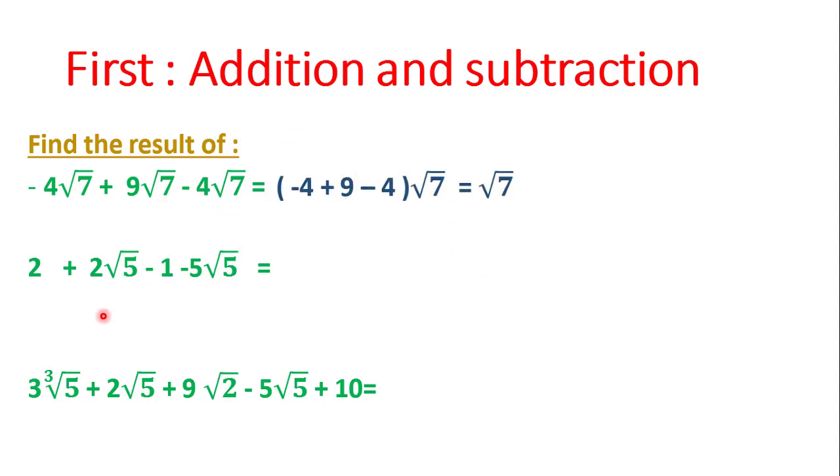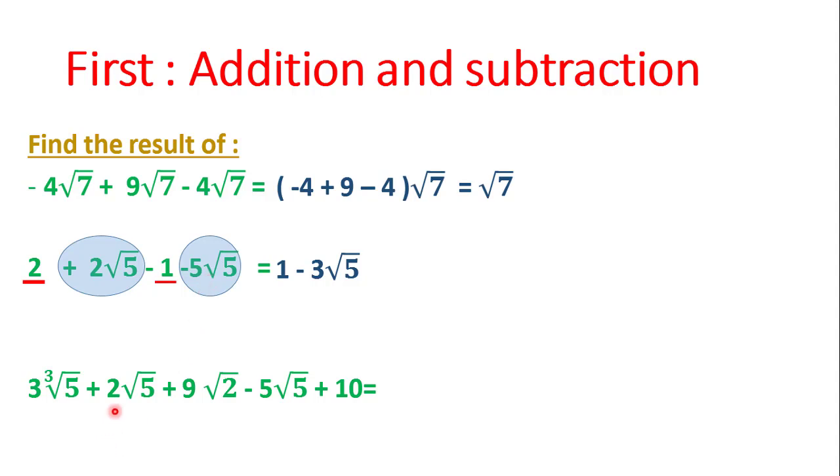Okay. Number 2. Here I have 2, I have negative 1. Okay, and I have two like terms, 2 root 5, and negative 5 root 5. So I'll add 2 and negative 1. The result will be 1. 2 root 5 minus 5 root 5, negative 3 root 5. So 2 with negative 1 equals 1. And 2 root 5 with negative 5 root 5 is negative 3 root 5. Okay, so the result will be 1 minus 3 root 5.